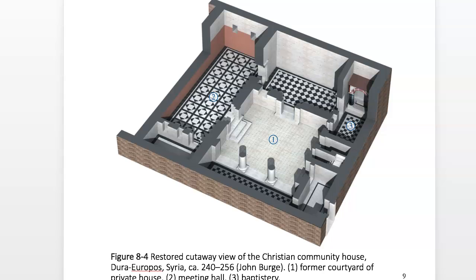Christianity also is not a state-sponsored religion, so it doesn't become legal until 313. So it makes a lot of sense why it would be a house that had been converted. Why was Christianity so unpopular?